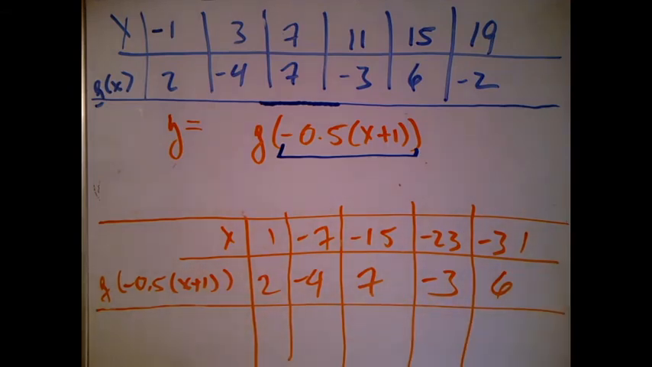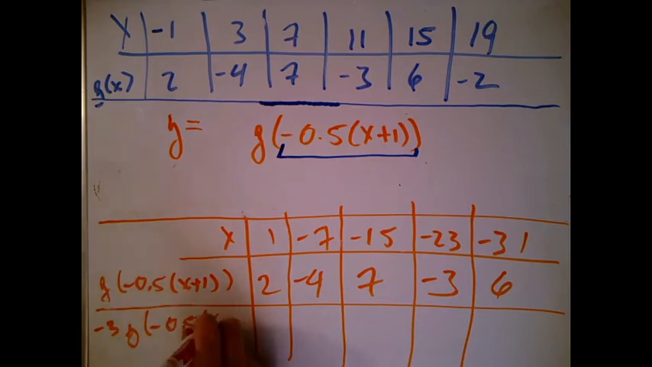Now that's not everything they asked for. They asked for -3 times g of the mess of x plus 1, plus 7. Now those are only outside changes, right? And what does that mean? Here's our y values. What are we supposed to do with these y values to get these y values? Multiply by -3 and add 7.